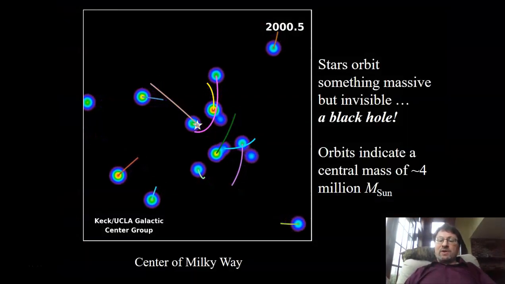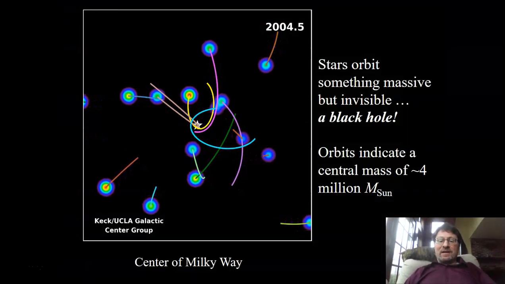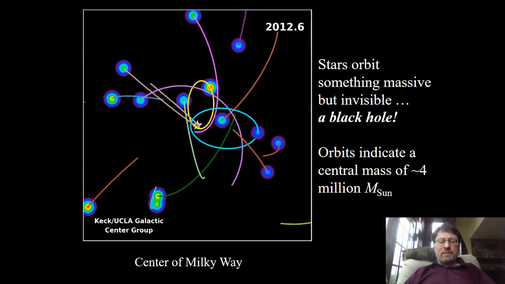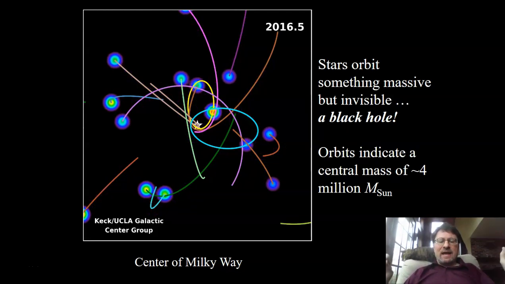All right, I said there was a black hole at the center of the galaxy. How do we know it? It's thanks to observations done by the Keck UCLA Galactic Center Group. And so they're using the telescopes based out of Hawaii.